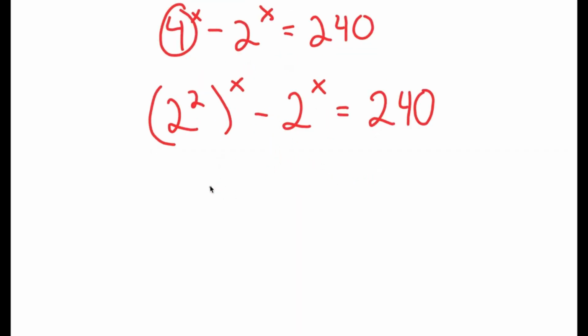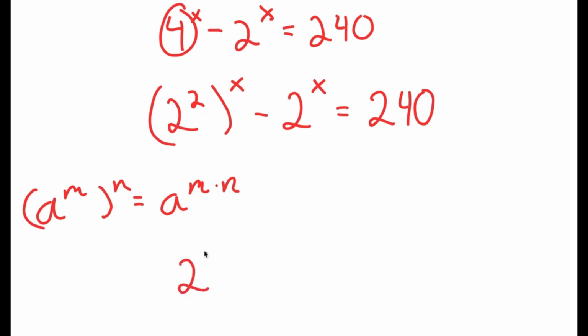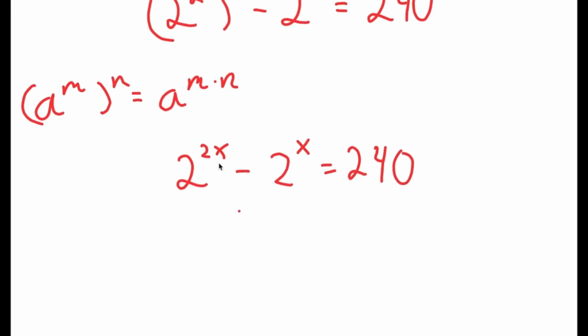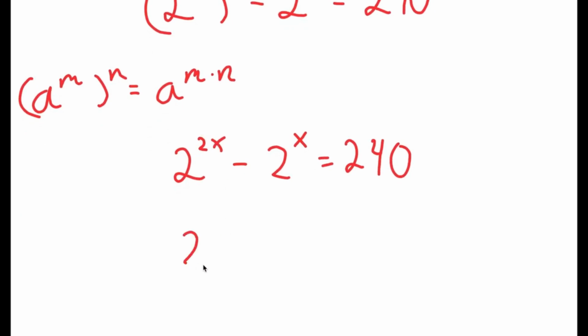Now, I can use the property a to the power of m to the power of n is equal to a to the power of m times n. So in this case, 2 to the power of 2 to the power of x is going to equal 2 to the power of 2 times x. So I have this minus 2 to the power of x is equal to 240. And now I can rewrite 2 to the power of 2x as 2 to the power of x to the power of 2.